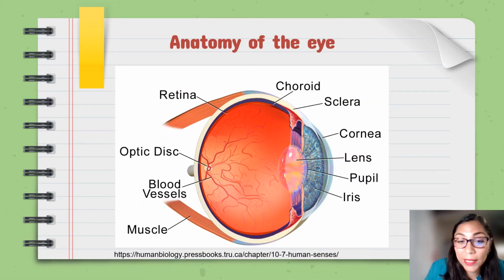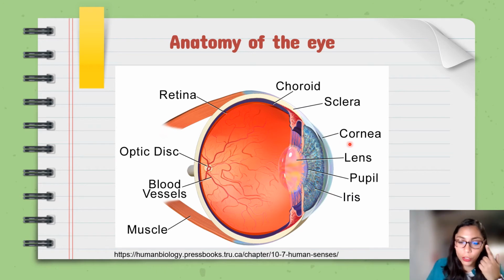In this picture, we can see the anatomy of the eye. Our eye moves because we have muscles. We have blood vessels because all our cells need oxygen and nutrients. We have this little picture that is called the optic disc, that is the nerve. We have the retina. In our retina, there are the photoreceptors to capture the light. We have the choroid and the sclera, that are layers that protect the eye.